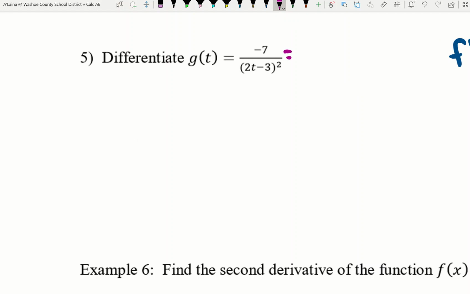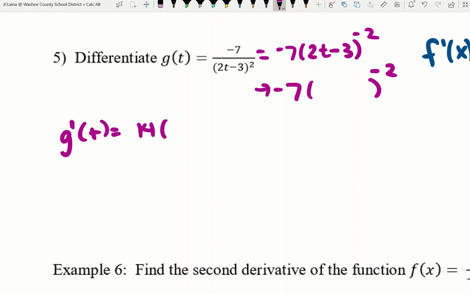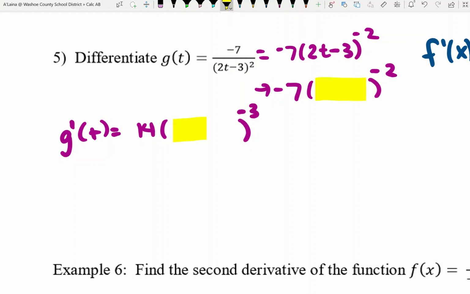I'm going to rewrite g as -7 times 2t minus 3 to the power of -2. And so really what the outer function here is, I have -7 times some base to the power of -2. And so when I do the derivative, I'm going to start with the power rule, and I'll get positive 14 times whatever that base is to the power of -3, because I'm taking 1 away from the power. Whatever that original base was needs to still be written here as the base of this derivative. So this would still be 2t minus 3.